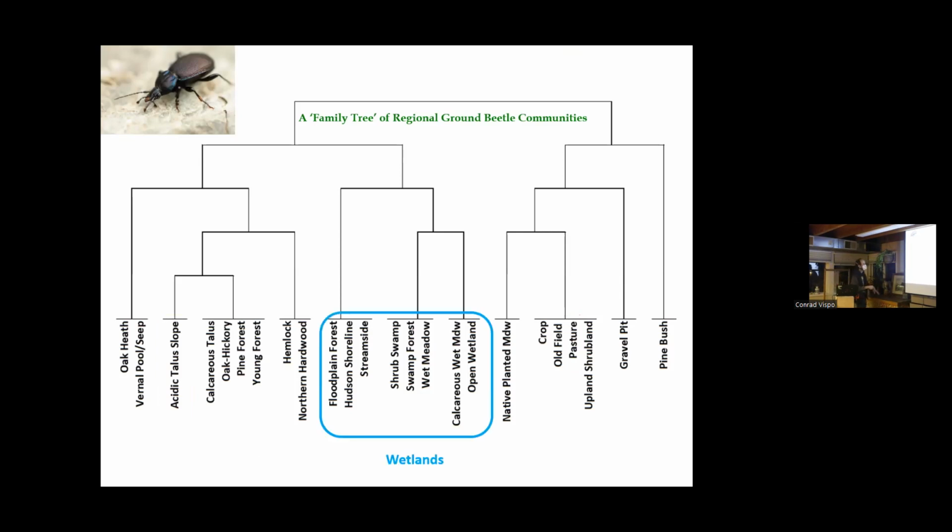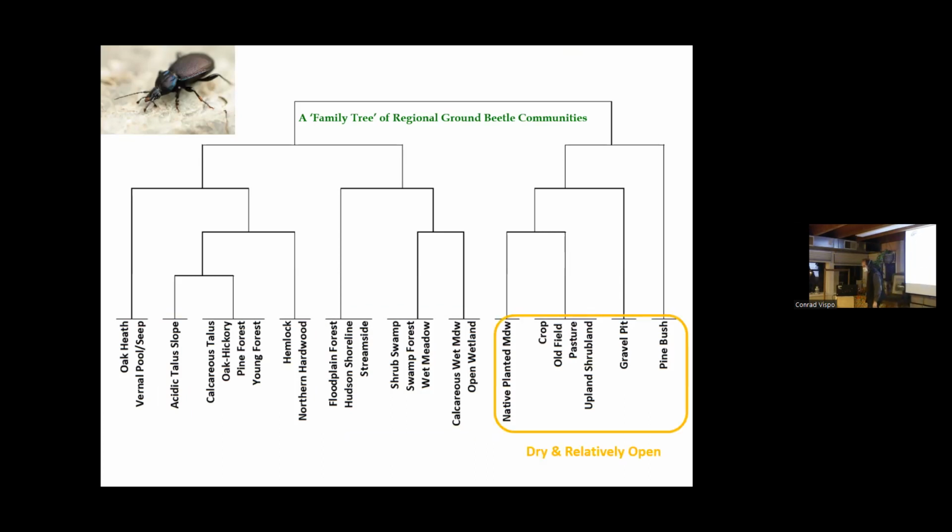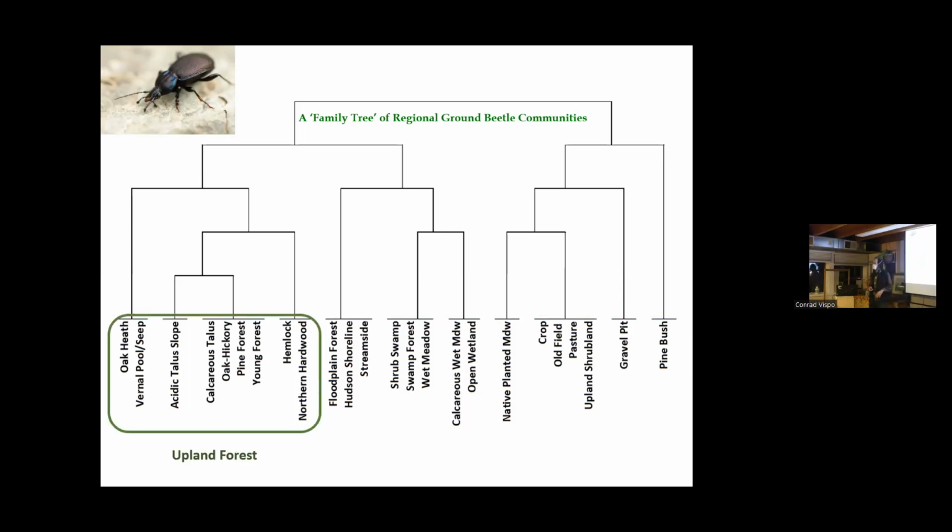And what you see if you say, okay, we've got 3 major groups here. You look at those habitats, you've got a group of wetland communities, dry and relatively open communities, so you've got fields and stuff in here, and then you've got the forests over here. So at a very gross level, you ask, how do the ground beetles see the world? Well, they see it in part splitting it up between wet and dry, forest cover, not forest cover. Those seem to be some of the habitat factors that influence their distribution.